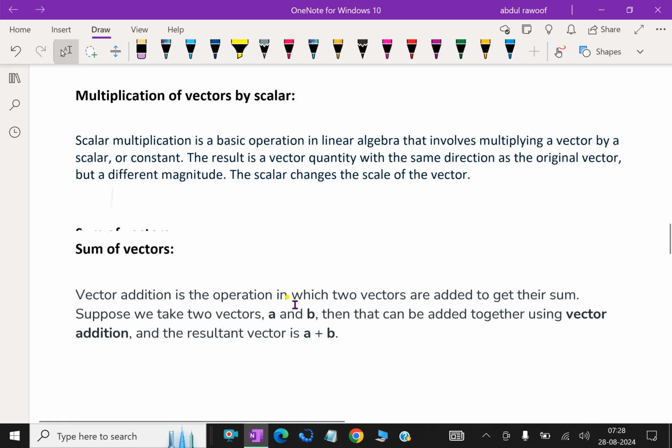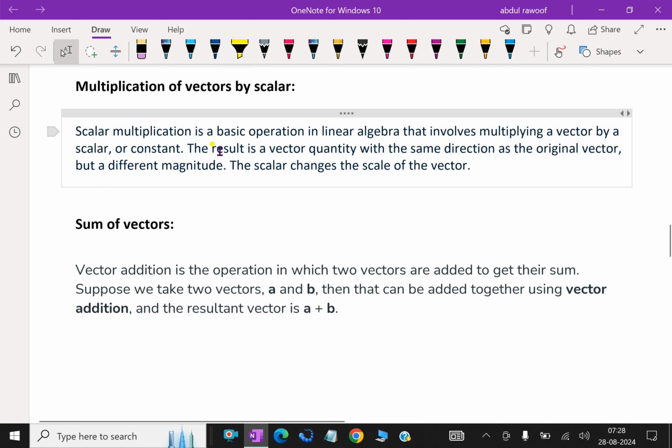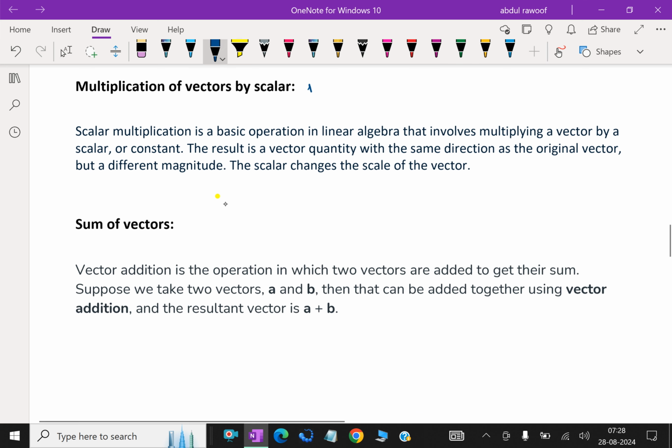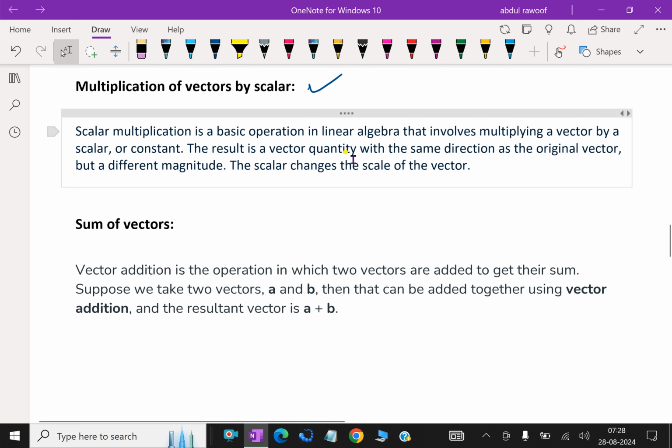Multiplication of vectors by a scalar. Scalar multiplication is a basic operation in linear algebra that involves multiplying a vector by a scalar or a constant. The result is a vector quantity with the same direction as the original vector but a different magnitude. The size changes. The scalar changes the scale of the vector.